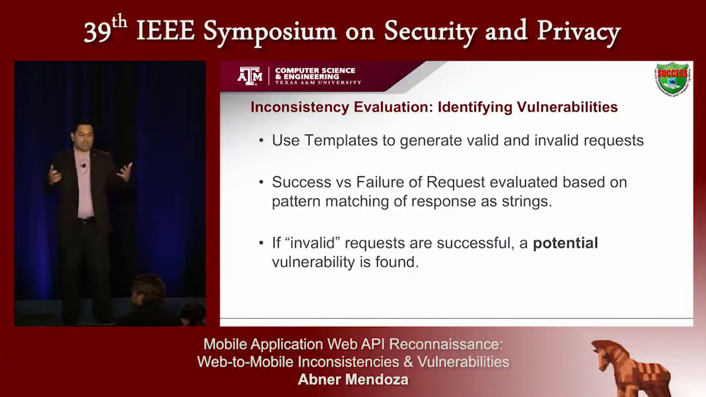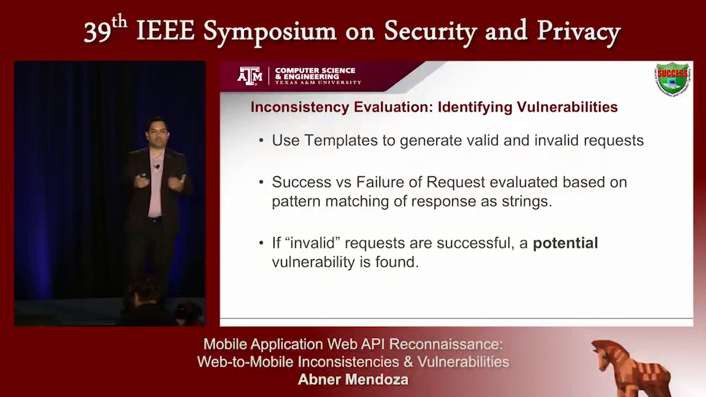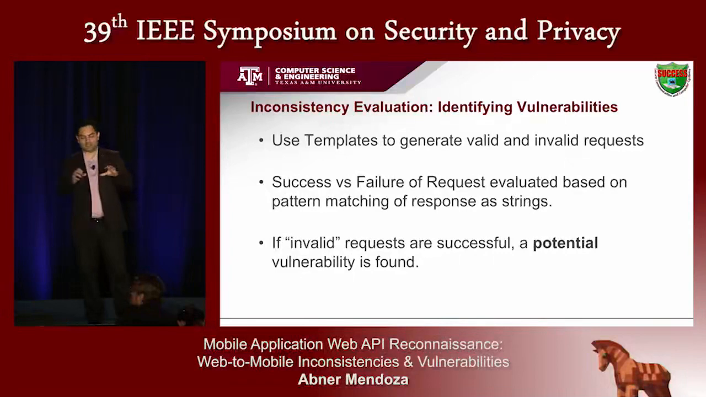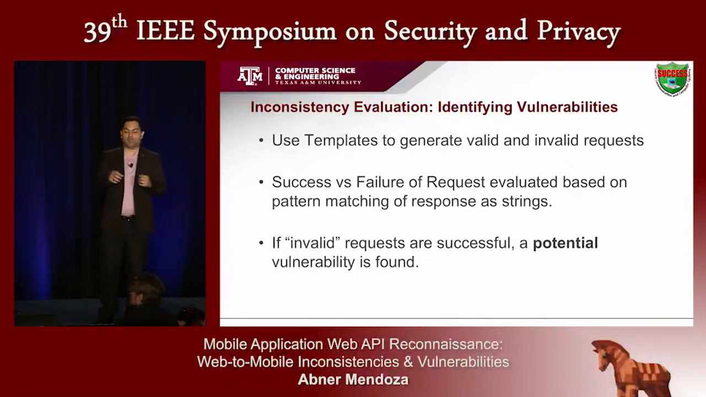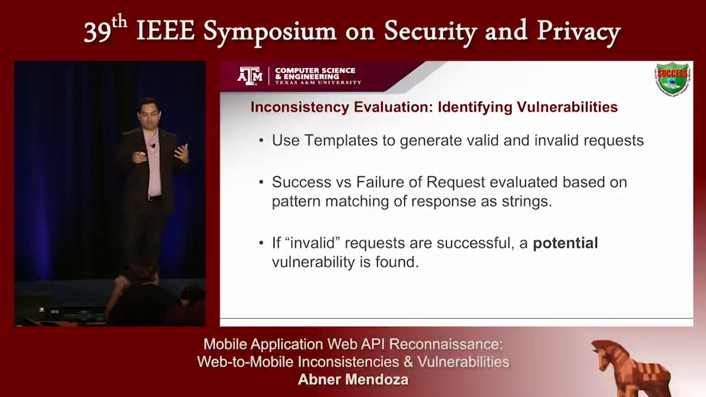So lastly, our inconsistency evaluation module takes these templates and generates both valid and invalid requests. It generates valid requests to determine a baseline of what a successful response from the server might look like. Then it determines success versus failure based on pattern matching of those response strings. And if an invalid request is successful, then a potential vulnerability is found.